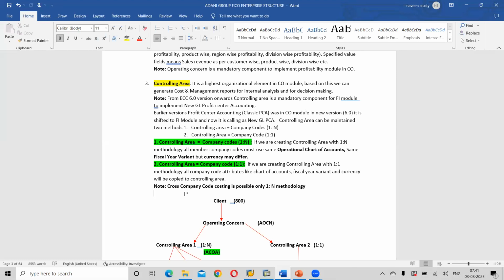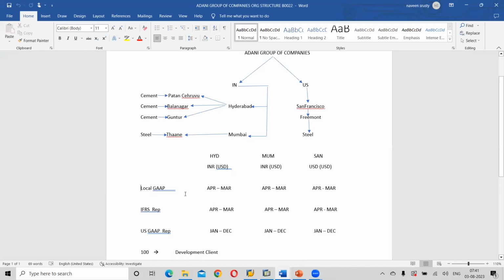In Adani Group, we have two different locations, right? Hyderabad and Mumbai. Correct. So can we have two different controlling areas for those two? That's what I'm saying. It is a chance. Yes, Hyderabad can have one controlling area, and Mumbai can have one controlling area. But you can't do any transactions between Mumbai and Hyderabad if you have two different controlling areas.